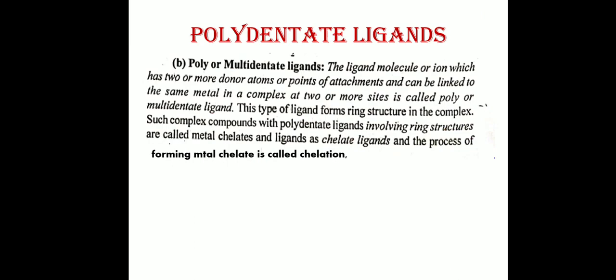Next is polydentate ligand. The ligand, molecule or ion which has two or more donor atoms or points of attachment and can be linked to the same metal in a complex at two or more sites is called a poly or multidentate ligand. Now in this there are different types of ligands. If the number of donor atoms is 2, then that is a bidentate ligand. Bi term is used for 2. If the number of donor atoms is 3, then we say tridentate ligand. For 3 we use the tri term. And if there are 4 donor atoms, we will use the term tetra. If there are 5 donor atoms, we will use the term penta. If there are 6 donor atoms, we will use the term hexa.